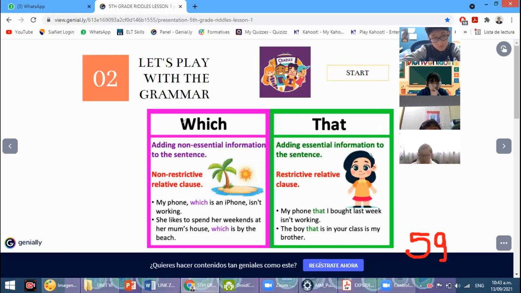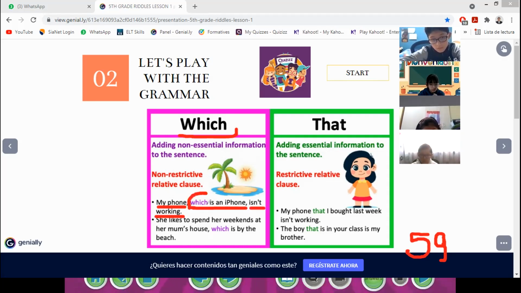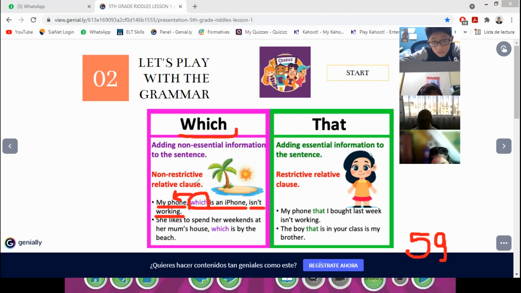Which... Profe, adivinanza de un color. Which we use when we talk about, for example, objects, things. My phone, my telephone, which is an iPhone, isn't working, you see. When you talk about objects, which also is possible with animals. But that, this other that, we are going to use to talk about people, like the boy. And also is possible for objects, my phone.